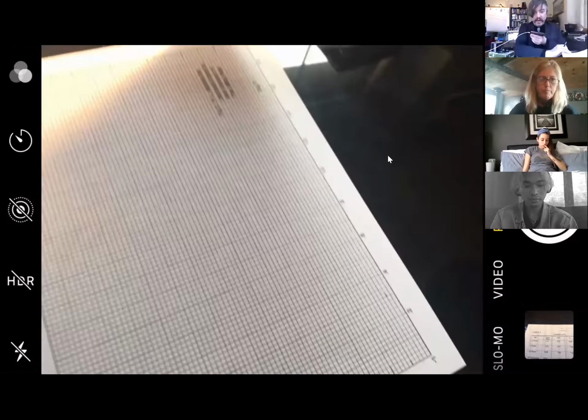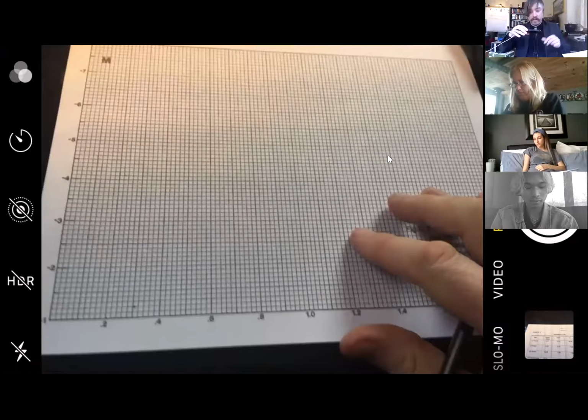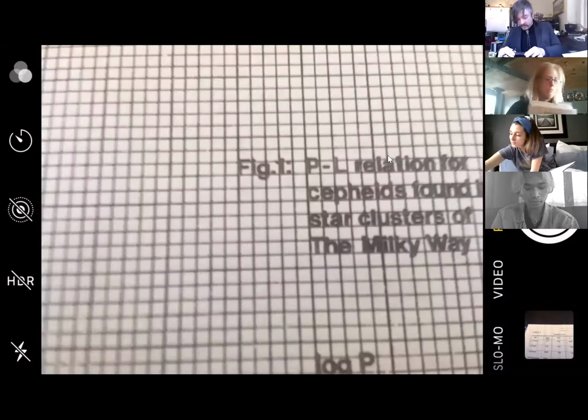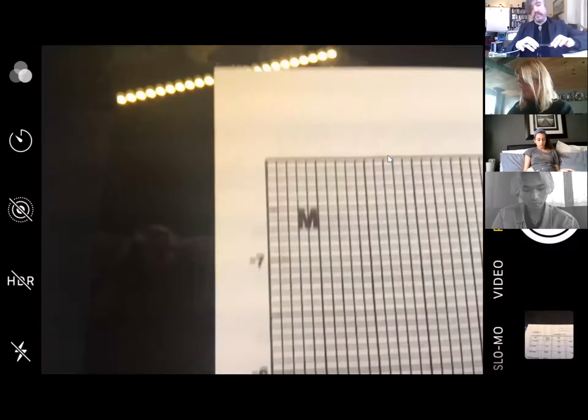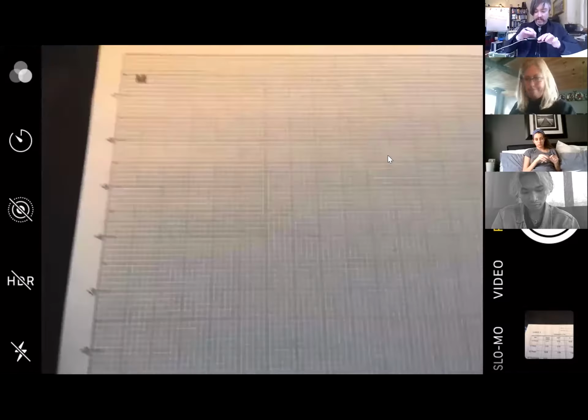I'm now going to take, we have to recreate Henrietta Swan Leavitt's period luminosity relationship. But remember, what we're actually plotting is the log of the period versus the absolute magnitude, okay? Now we're gonna have to use our best graphing skills here.